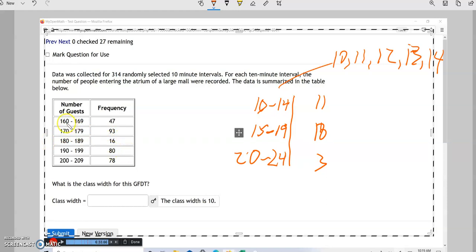Okay? But the class width is not 9, because look here, I broke this down a little bit so you could count. How many numbers are between 10 and 14, including 10 and 14? 10, 11, 12, 13, 14, okay? There's 5 of them, so you really take the difference and add 1. That's your class width, because you're including the lower number and the higher number. All of the class widths will always be the same. So this class width is 5 again, 15, 16, 17, 18, 19. This is 5 again, 20, 21, 22, 23, 24. Okay, it's not 4, it's 5. So basically, if you count between 160 and 169, you're going to get 10.